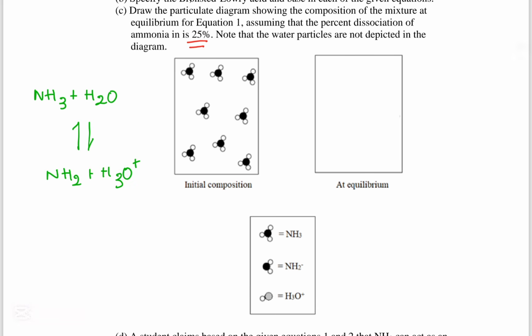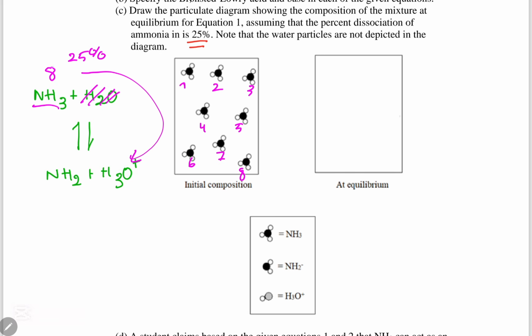So let's count the number of moles I have of NH3. They don't count water initially, so we're gonna ignore it. So let's count the number of moles initially of NH3. I have 1, 2, 3, 4, 5, 6, 7, and 8 moles initially. So my 8 moles of NH3 initially, what happened to them? Only 25% of it reacted.